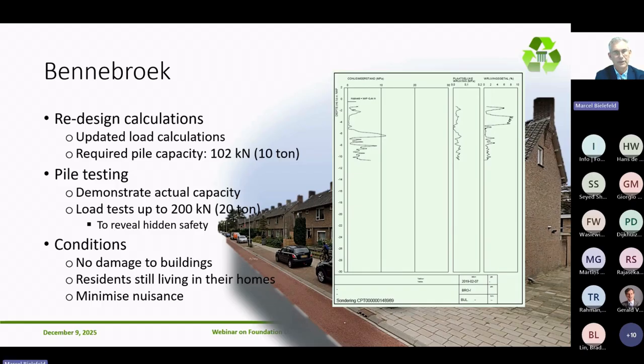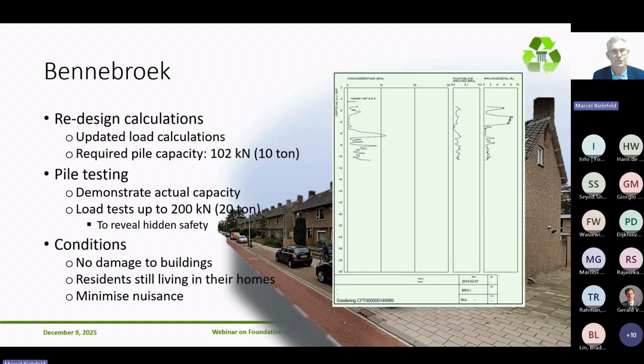And we did the pile testing to make sure that those loads can be met by the piles, to demonstrate that actual capacity, to make sure that there's a safe situation. But we exceeded the load test a little bit higher than that, just to see if there is hidden safety in the structure. Now the conditions were specific here because during the test people are still living in their homes.